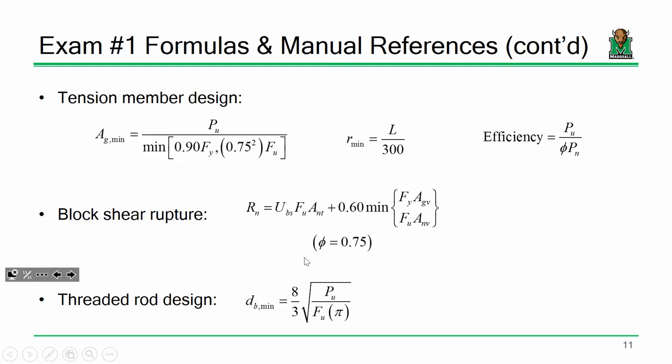So you have to go off the principal axes. It's that whole Mohr's circle stuff that popped up in deformables. Block shear rupture, we've got our expression there. Don't forget to multiply by phi. Phi is 0.75.